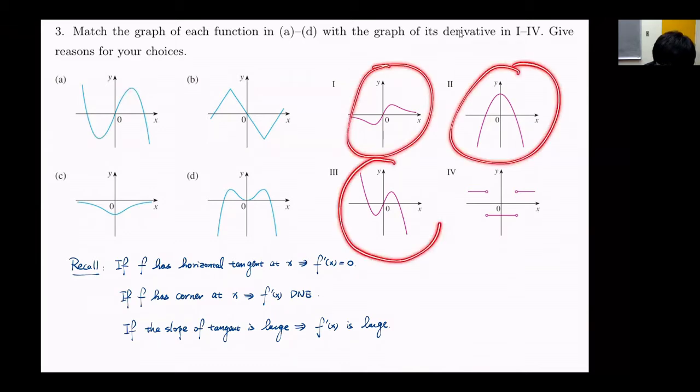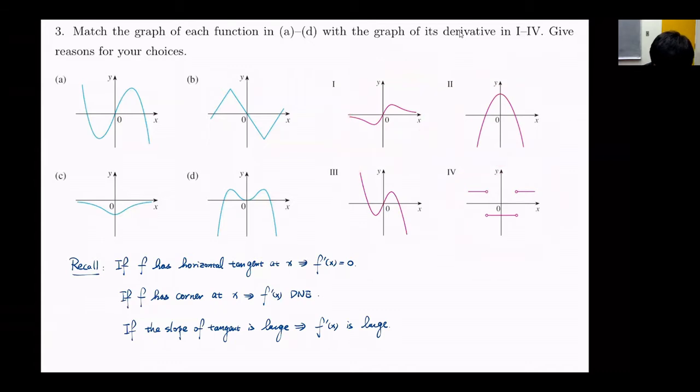So where do we have 0 derivatives over here? You can see that only these 2 graphs have intersections with the x-axis. But notice this graph over here, number 3, means f prime of 0 will also have to be 0. But over here, we do not have a horizontal tangent at 0. So this means A can only be matched with number 2.